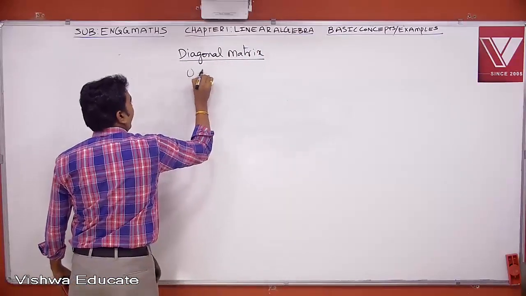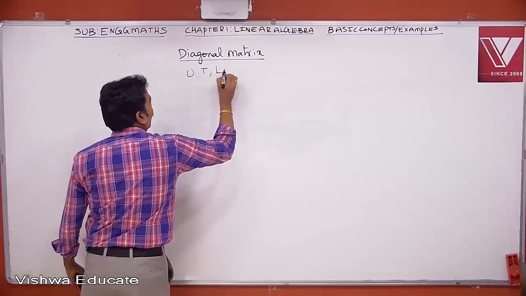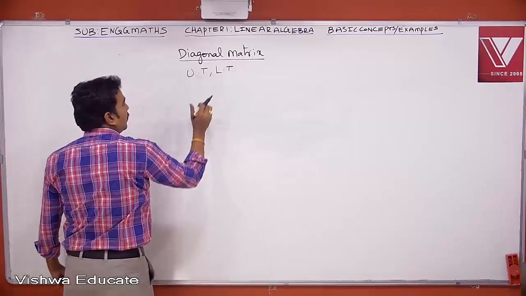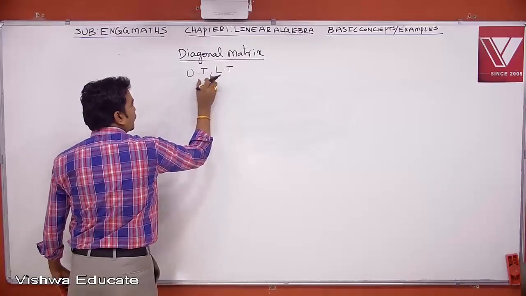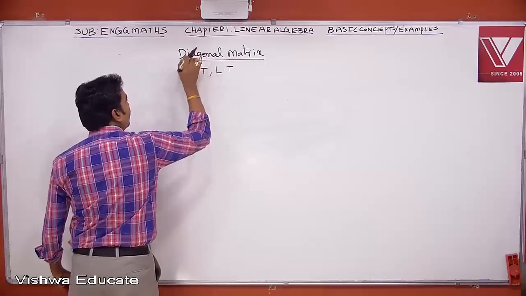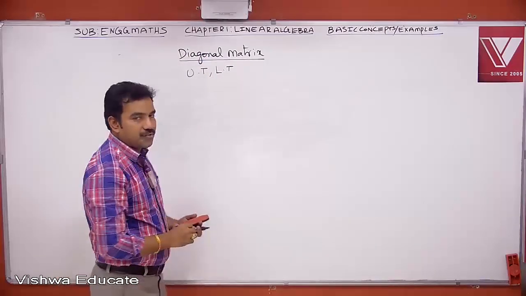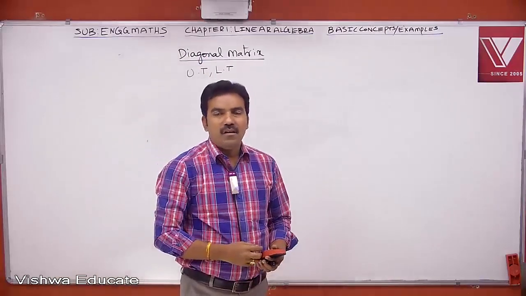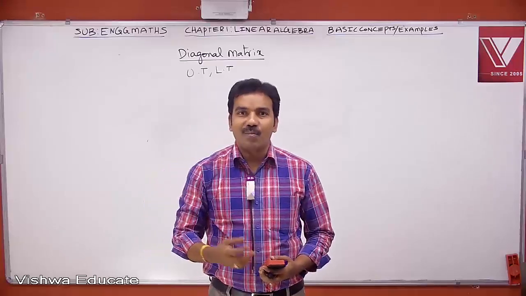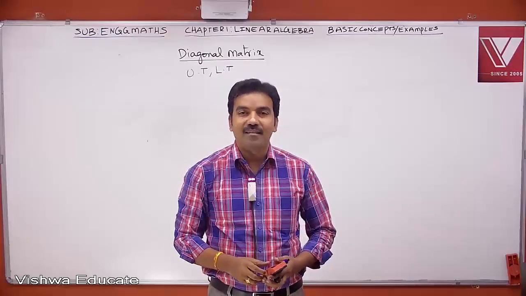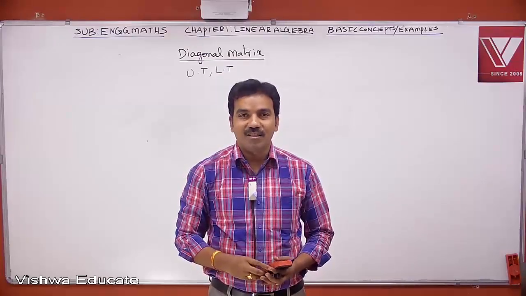Previously, we have seen upper triangular matrix as well as lower triangular matrix. Now, let us combine the properties of these two. We get a new matrix that will be called a diagonal matrix. In simple words, a square matrix A is said to be a diagonal matrix if it is both upper triangular and lower triangular matrices. Got it?